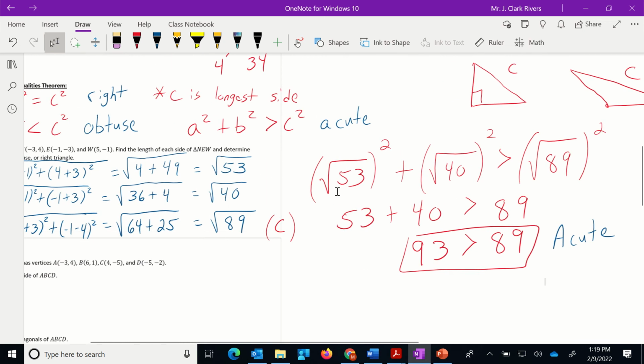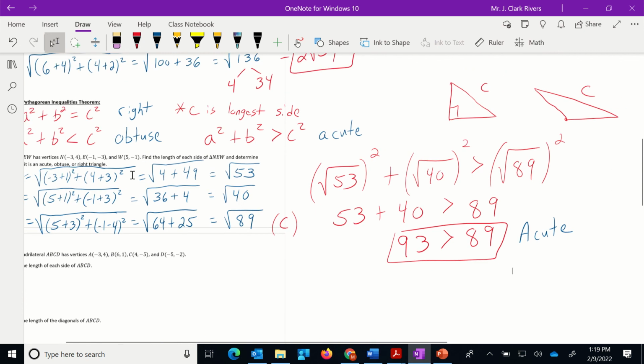If you were asked to find the side lengths and not round it, you would tell me it's square root of 53, square root of 89, and then let's see here, that would be 2 root 10, I think, 2 root 10 for this one. So you would need to simplify it if I asked for the side lengths, but if it's just whether it's acute, obtuse, or right, this is how it would be done.